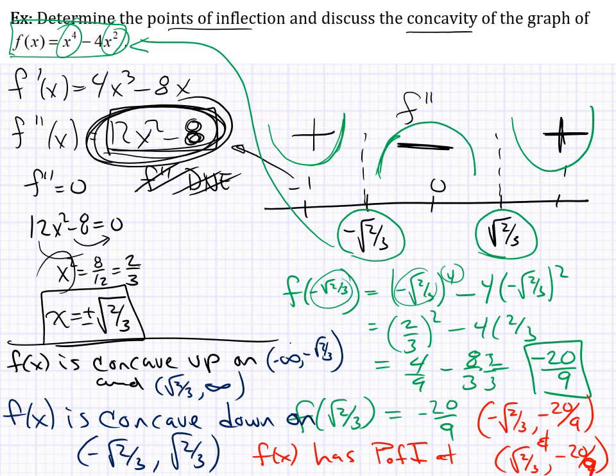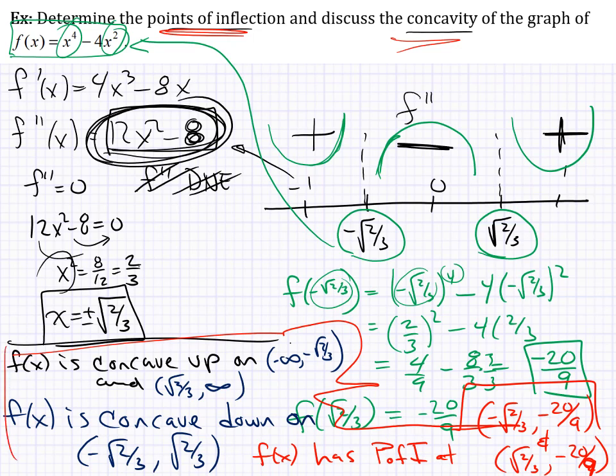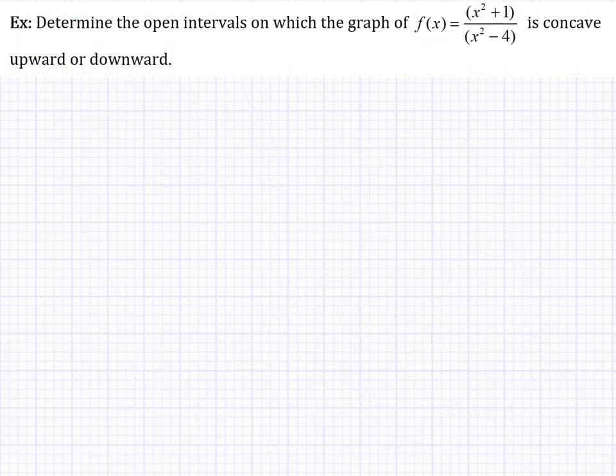So the question said determine the points of inflection in concavity. We did all that simply by looking at the second derivative. Again, another question, determine the open intervals for which the function is concave up and concave down. Now this question didn't ask about points of inflection, but I'm going to throw that in. And find points of inflection. Okay. So we need the second derivative.